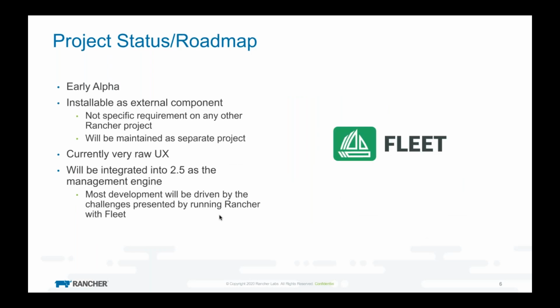Okay, now the project status and roadmap, where it's going. This project is very early alpha. I'm sure there are plenty of issues with it. The UX is very raw because it's just pure Kubernetes APIs. We haven't really put any effort into making it super pretty and usable, like most Rancher projects. So it is raw, and it's a little more advanced for people to pick up.